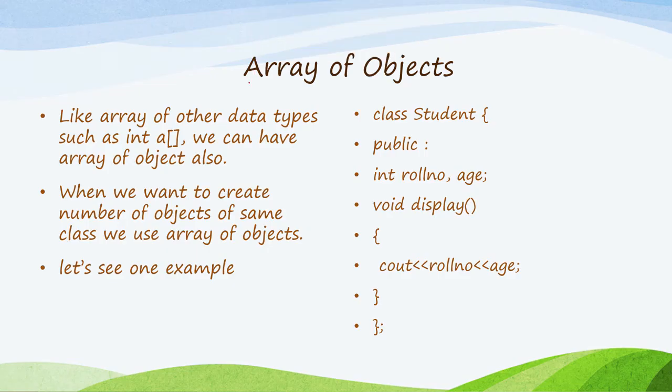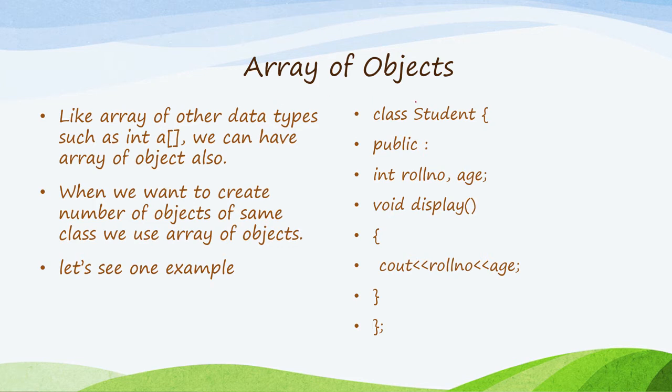Moving ahead, we will now see array of objects. So we know that an array is a collection of elements having similar data types. Like we have created before an array of 10 integer numbers, an array of 10 float numbers, then we can create an array of characters and use it as a string in our program. Similar to that, we can create an array of objects.